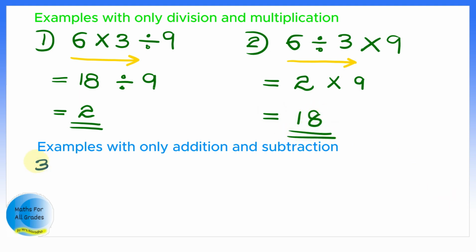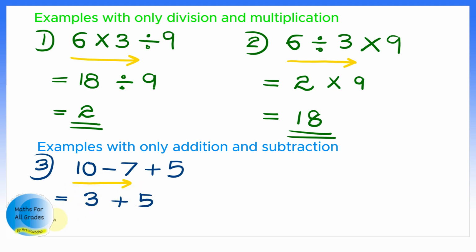Now the same rule applies for the addition and subtraction. 10 minus 7 plus 5. We work from left to right. 10 minus 7 equals 3. Now 3 plus 5 equals 8.